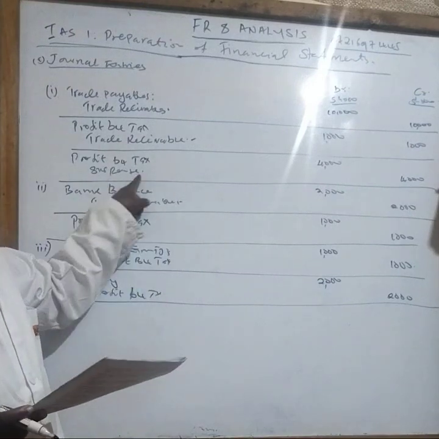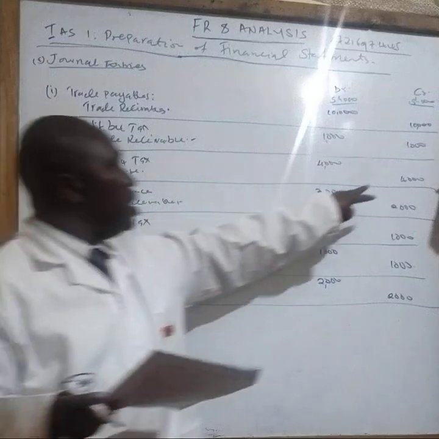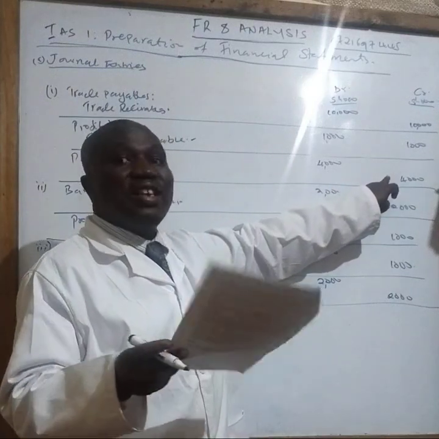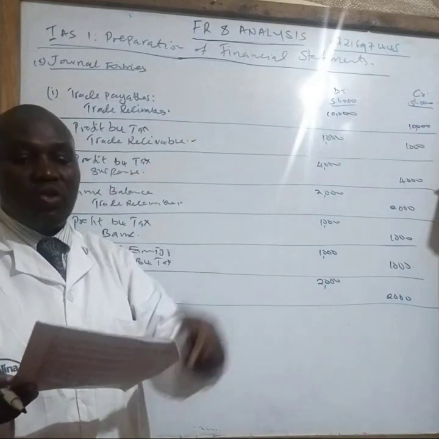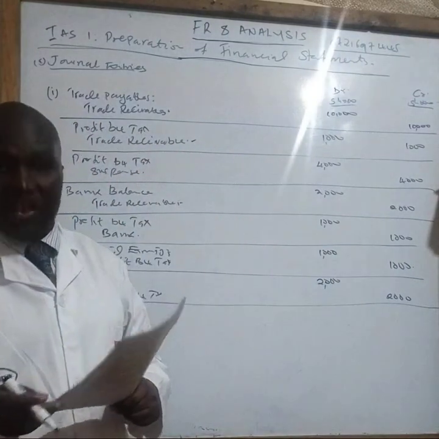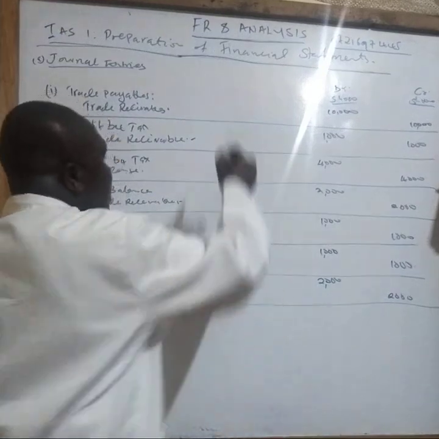Now look at what has happened here. We have credited the suspense by 4,000. So we have credited the suspense by 4,000. It means that there is an increase in terms of suspense account by 3,000. Therefore, this is how it has been done.